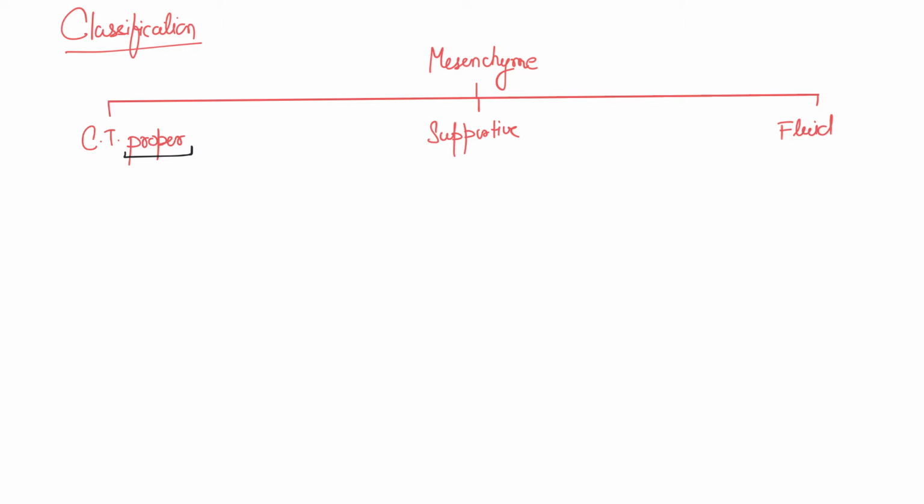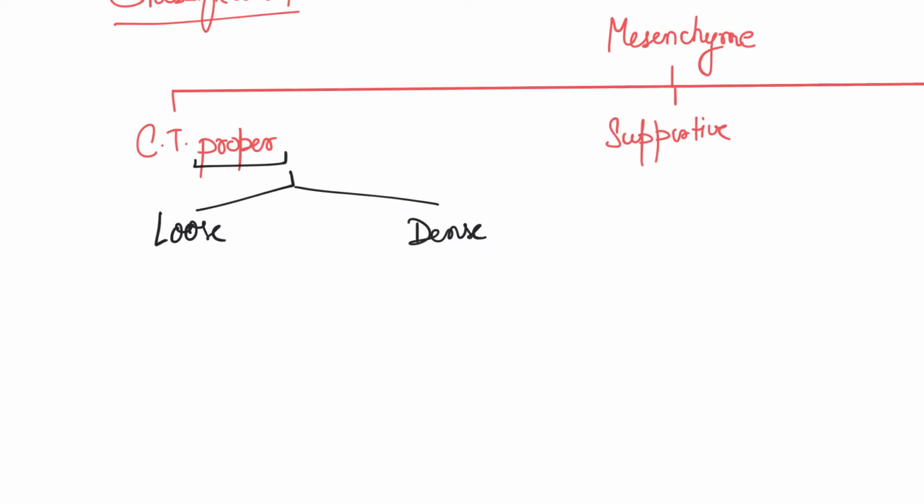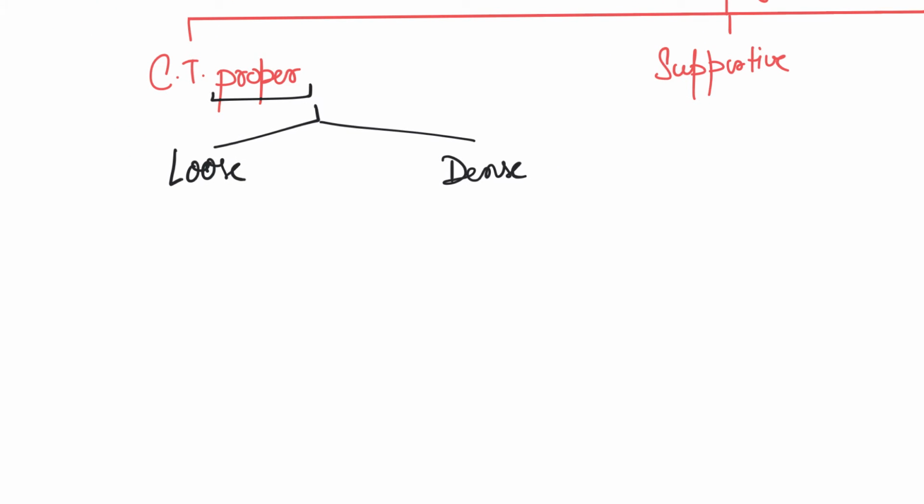Okay, so connective tissue proper could be further classified as loose and dense. Now, what does that mean? What is loose? What's dense? It simply means that in loose, the fibers would be few, so few fibers and more ground substance, and they're arranged loosely. Dense means the amount of fiber would be more.